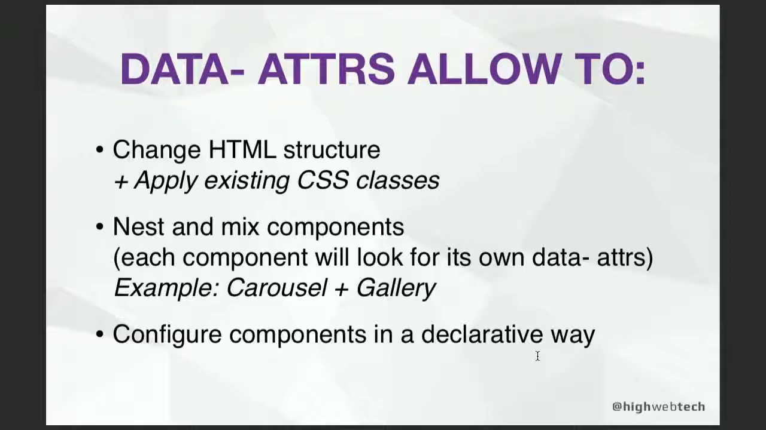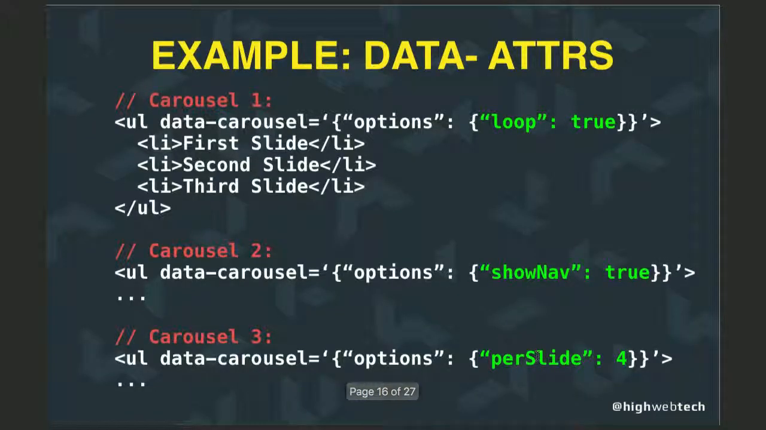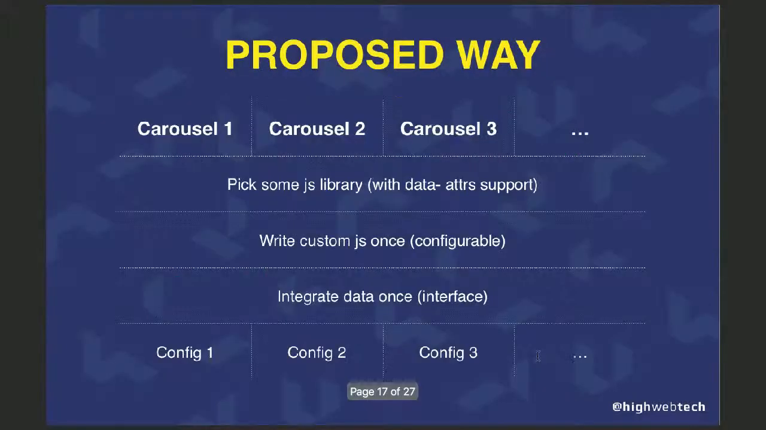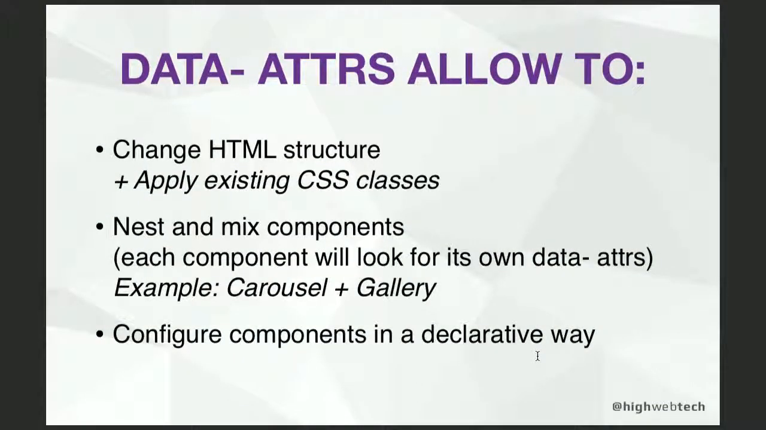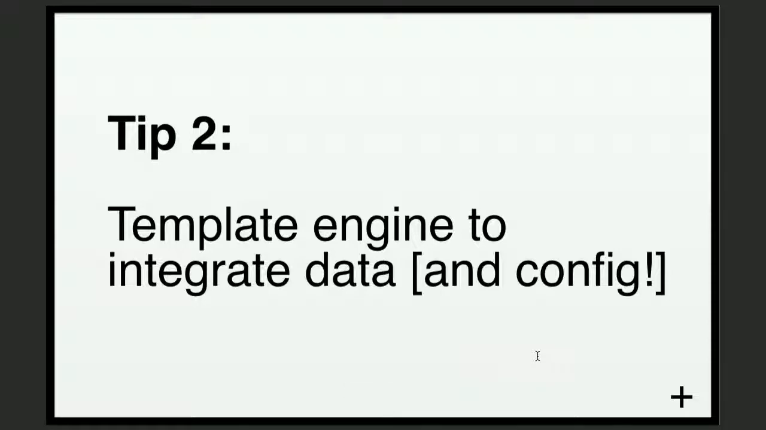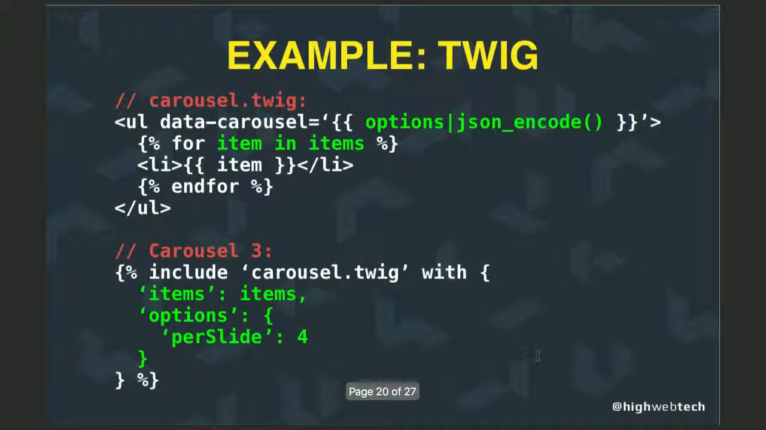And more important for us here, we can configure components in a very declarative way. So you don't need any backend knowledge, any frontend knowledge. It's just HTML. Even a designer can do that, right? So this was the first thing. The second thing is to start using a template engine to integrate data and configuration. So not to just write HTML over and over again, but use the template engine to save time and have more flexibility. And here is what I mean.